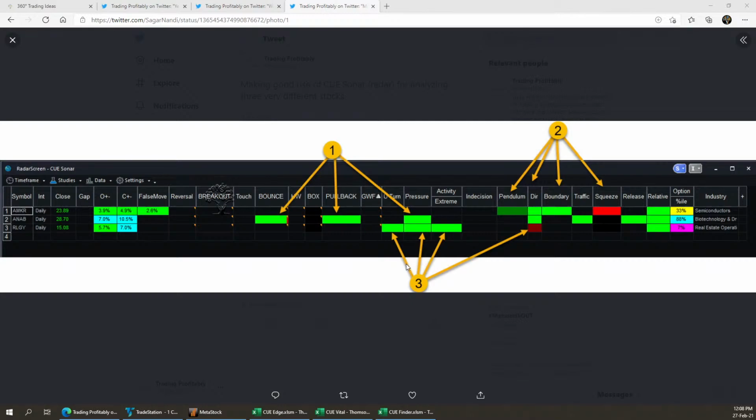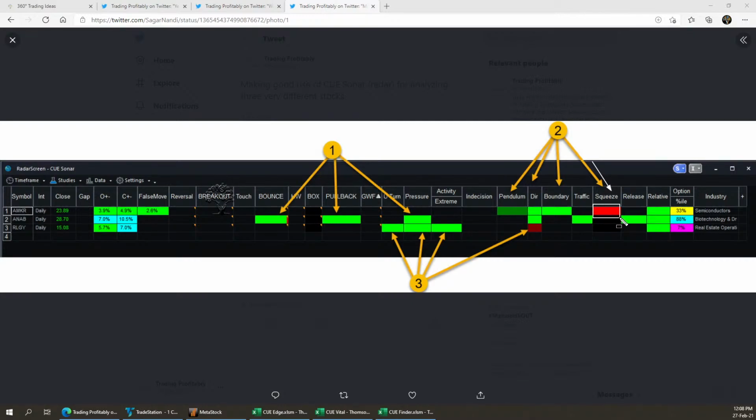Now let's look at the signals I highlighted on these three stocks. First is AMKR. Did it have any trade setup? No, there was no trade setup. None of these signals were there. Why did I share it then? What I saw was it was inside a squeeze. It didn't come out of the squeeze yet.